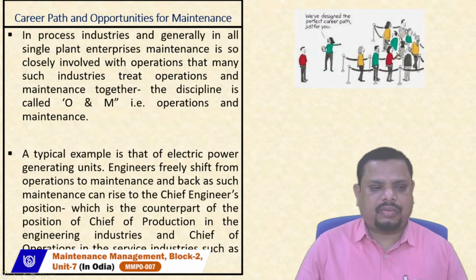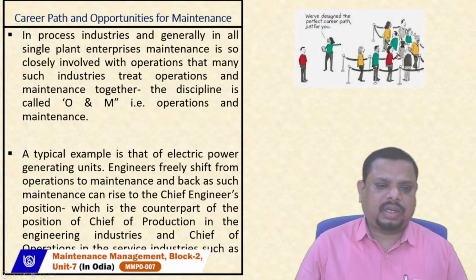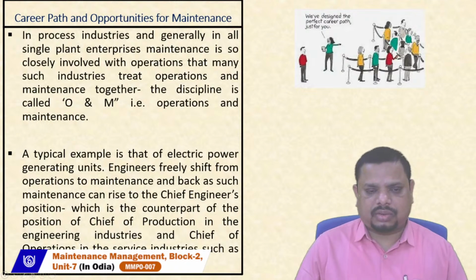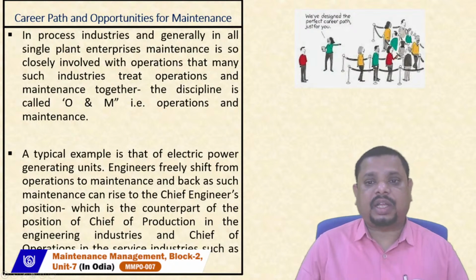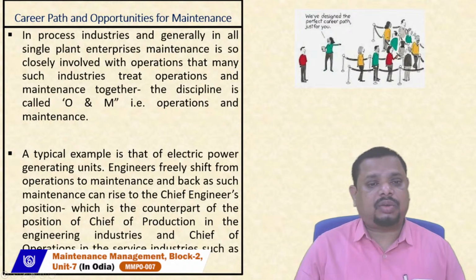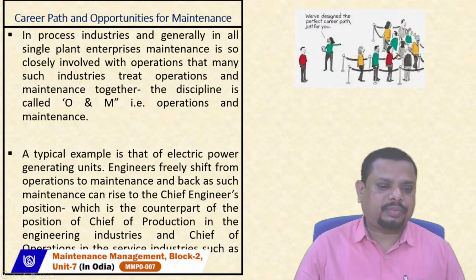Let's take the typical example of an electric power generation unit. Engineers freely shift from operation to maintenance and back, and maintenance personnel can rise to chief engineer positions. So these are the career opportunities. Maintenance personnel can be converted into machine operators and machine operators into maintenance personnel, so they can share different skills with each other during maintenance work.